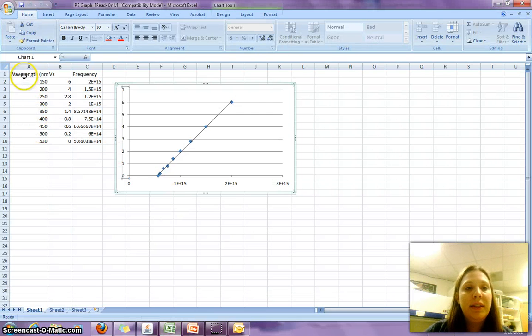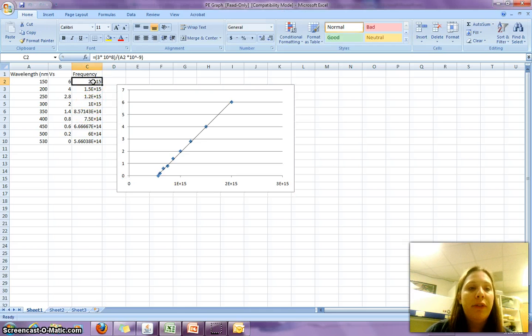Over here you can see I went between 150 and 530 nanometers and recorded the stopping voltages in this column. But because I wanted to compare frequency to stopping voltage, I had to convert from wavelength to frequency, and I just used the wave equation to do that. So that's 3 times 10 to the 8th divided by this number times 10 to the negative 9th. That's taking the speed of light and dividing by the wavelength in nanometers to get these frequencies. And I've plotted them on the graph, and even though you can't see the axis here, this is stopping voltage, and this is the frequency.